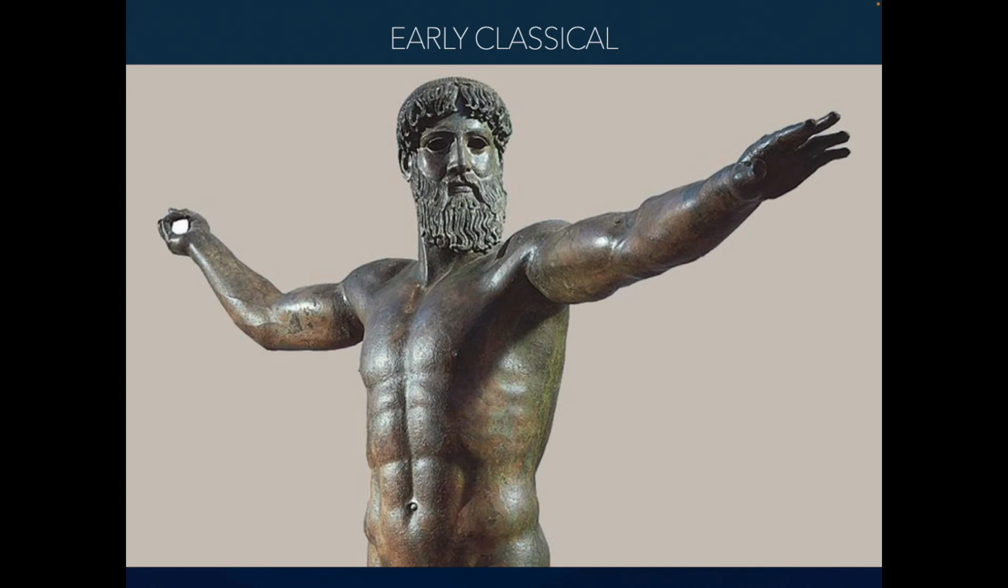So the spear is missing. There would have been a wooden spear or maybe another type of metal. That's been lost. Also, the eyes have been lost. Maybe those were made out of wood, or maybe they were some other material, we don't know. Maybe they were glass, not 100% certain. But this is made out of bronze, right?